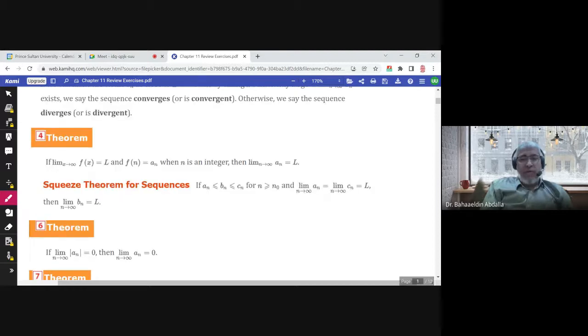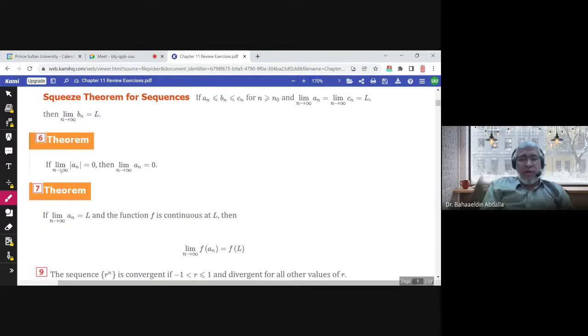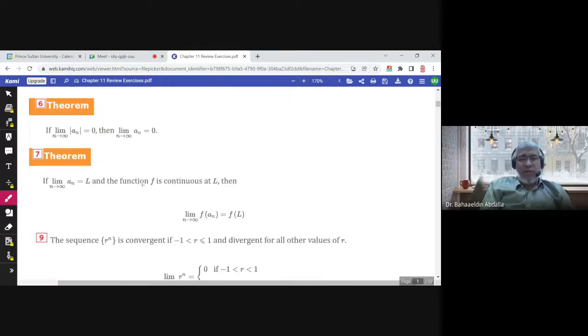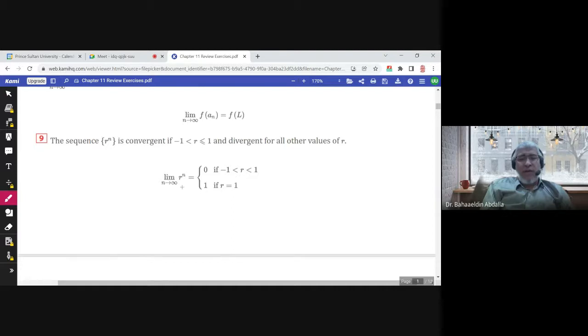We have seen also some theorems about the convergence of a sequence, especially the squeeze theorem for sequences. If Bn is between An and Cn, and the limit of An and the limit of Cn also is L, then the limit of Bn would be L. If we find also that the limit of the absolute value of a sequence is 0, then the limit of the sequence is 0. And we have seen that the limit of r to the power n is 0 if r is a number between -1 and 1, and is 1 if r is 1.